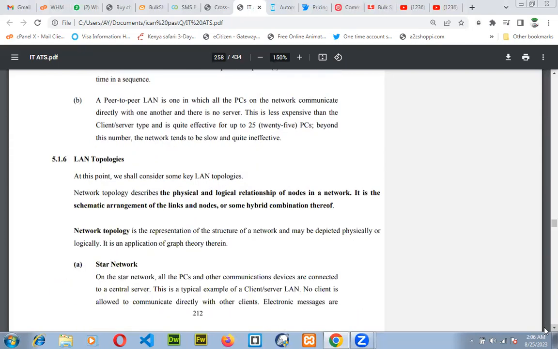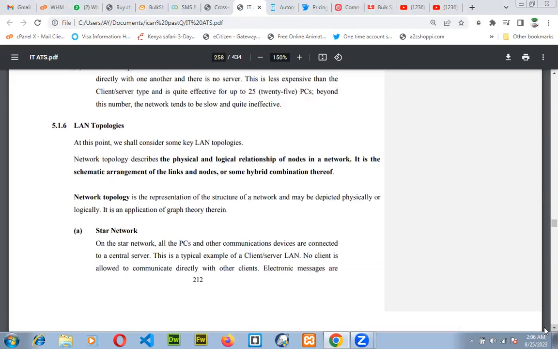Let's talk about the LAN topology. At this point, we shall consider some key LAN topologies. Network topology describes the physical and logical relationship of nodes in a network. It is the schematic arrangement of the links and nodes or some hybrid combination thereof. Network topology is a representation of the structure of a network and may be depicted physically or logically. It is an application of graph theory.